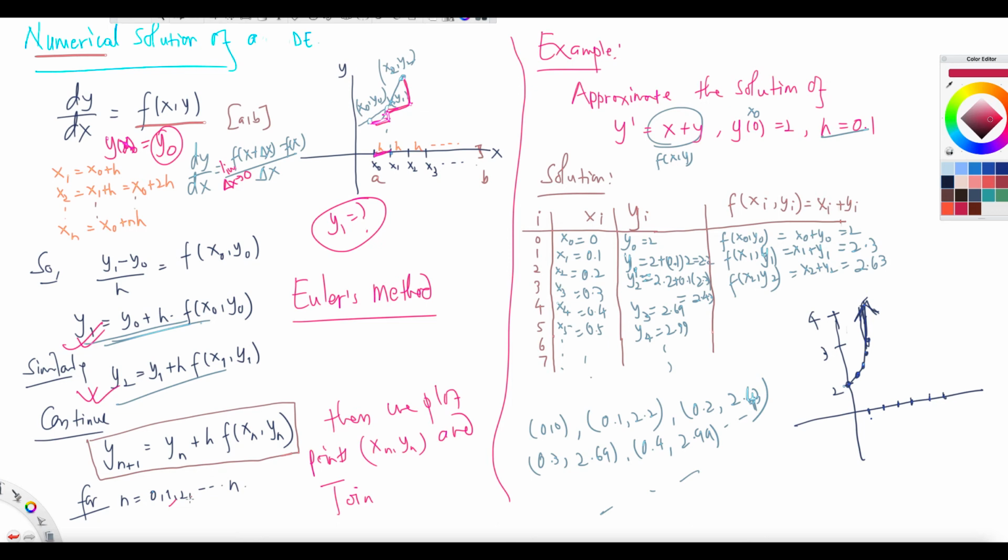For n equals 2, you will get y3 equals to, and so on. So you will get the formula like that. Okay, so now how do I use this formula to find the solution of dy over dx?